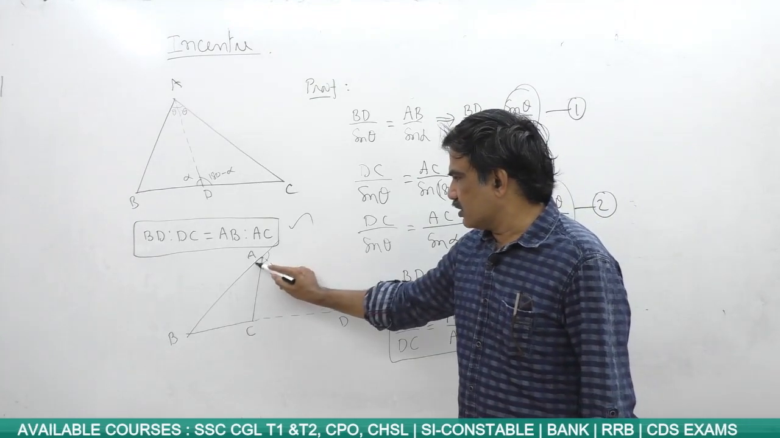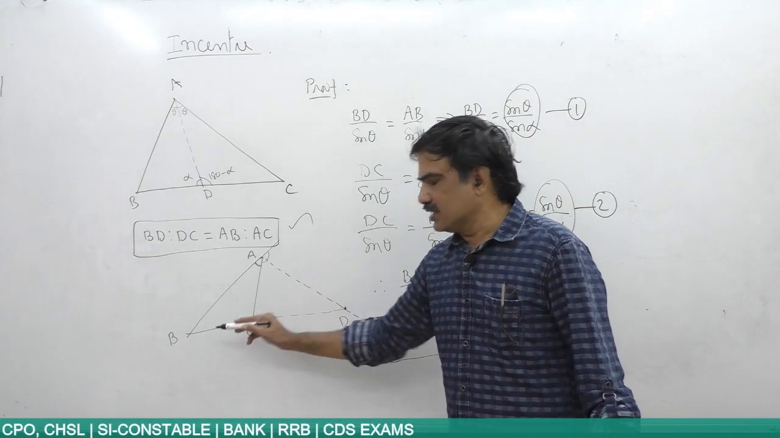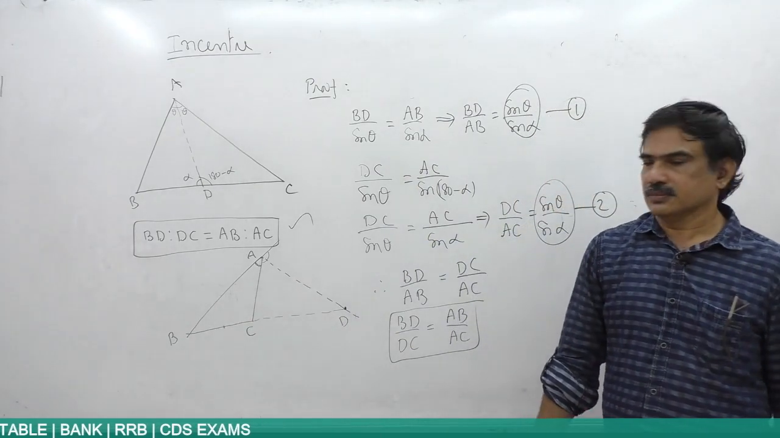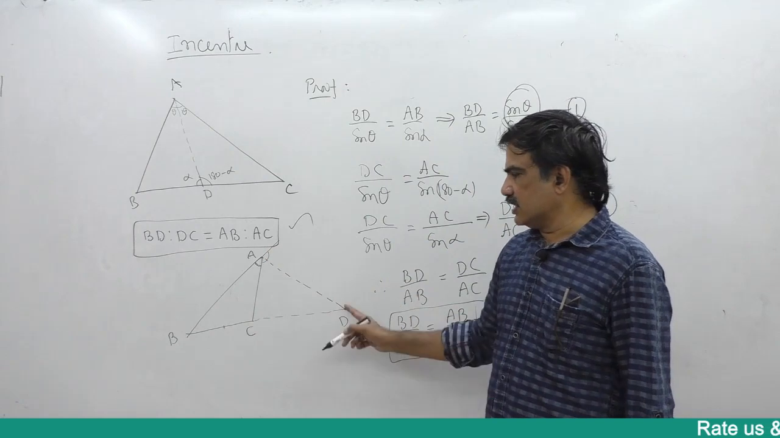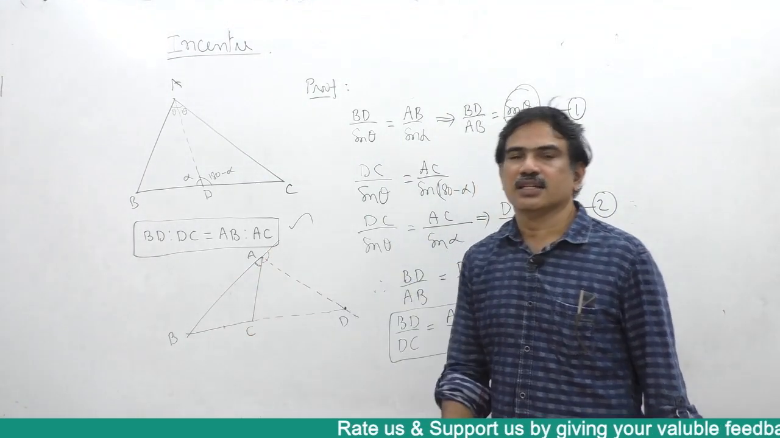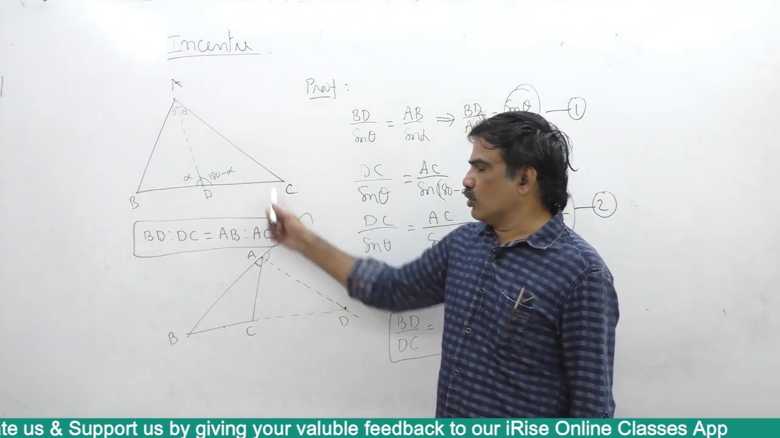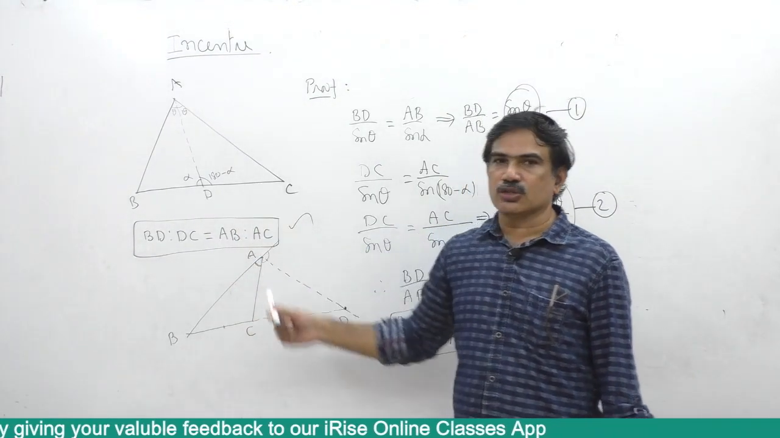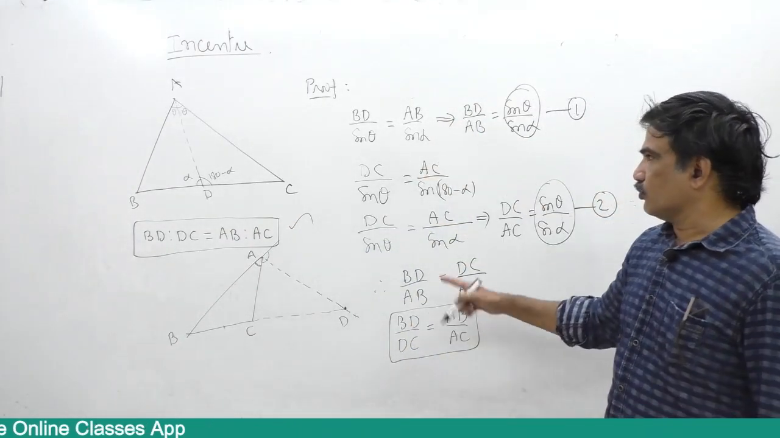If this is the internal angle, if you draw the angular bisector, this is D. When the external bisector of A is drawn, this is D. D is outside in the case of the external angular bisector, and D is inside in the case of the internal angular bisector. So in both cases, BD is to DC is equal to AB is to AC. This is the proof.